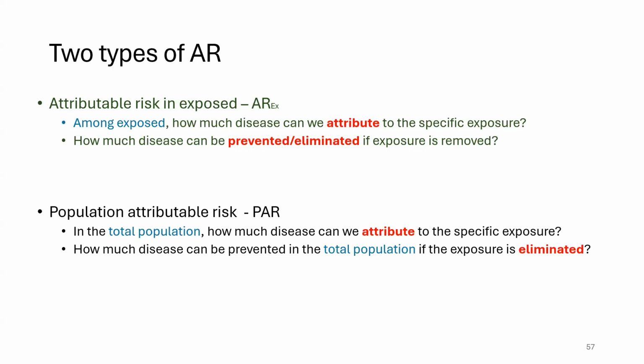When we're thinking about population attributable risk, we're thinking about how we take some of that information and apply it to a broader population. So what we're measuring is in the total population, how much of that disease can we attribute to a specific exposure? And how much could we ultimately prevent in a broader population if that exposure is eliminated? So similar, but this one, population attributable risk, is a little bit more broad.